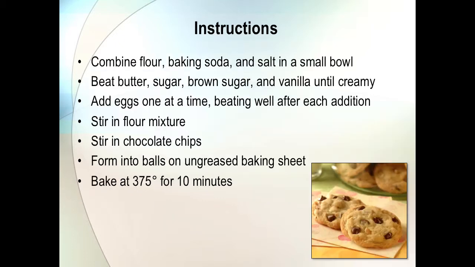To make the cookies, it's really simple. You combine the flour, baking soda, and salt in a small bowl. Then you beat the butter, sugar, brown sugar, and vanilla until they're nice and creamy. You can add eggs one at a time and then beat everything smooth after each addition. When all that's done, stir in your flour mixture. Finally, stir in the chocolate chips. If you want to use some nuts in your chocolate chip cookies, now would be a good time to add those as well. When you're done, you form these into balls on a baking sheet. Use maybe a tablespoon or so and bake at 375 degrees for 10 minutes. That's our cookie baking lesson. Thank you.